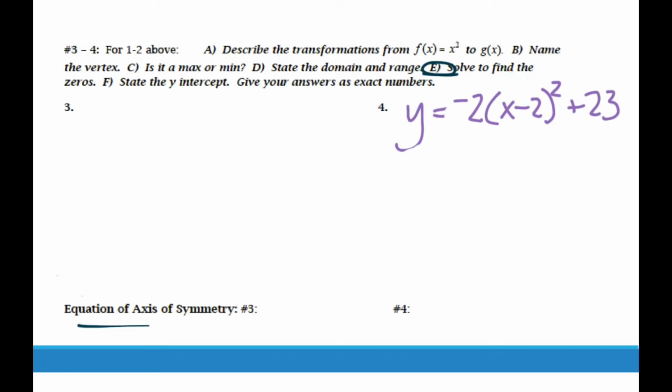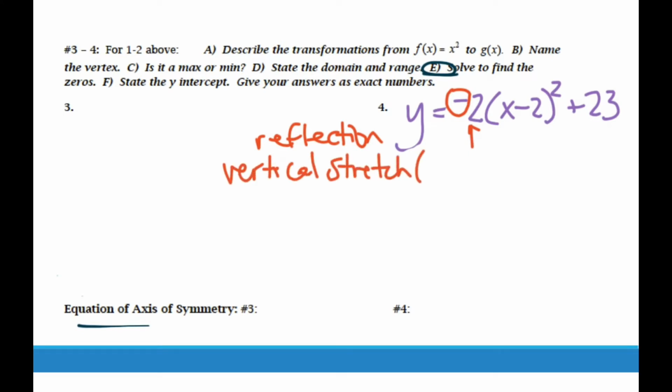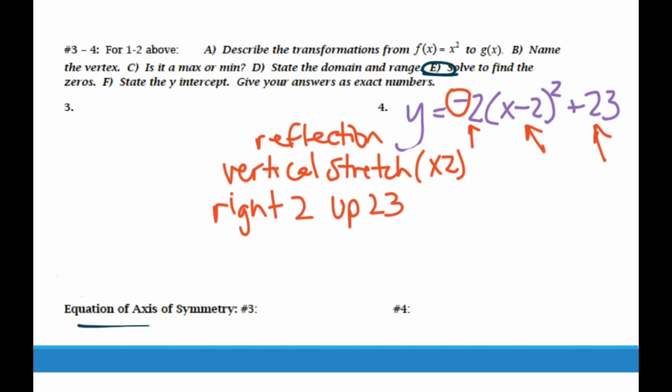Okay, so the first part of this is to describe the transformations. The negative tells me I have a reflection. The 2 tells me that we have a vertical stretch. And that's a stretch times 2, so it's twice as steep, so to speak. This -2 inside the parentheses tells me that we're going to go right 2. And this plus 23 tells me we're going to go up 23. And so that's when I say state the transformations, that's what I'm talking about.